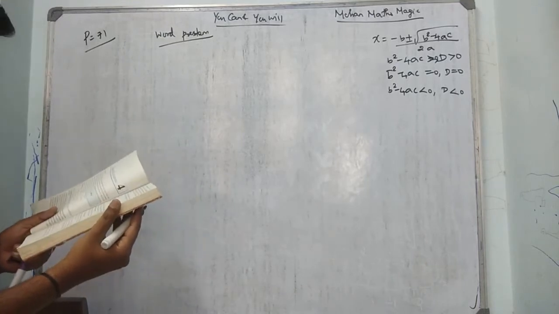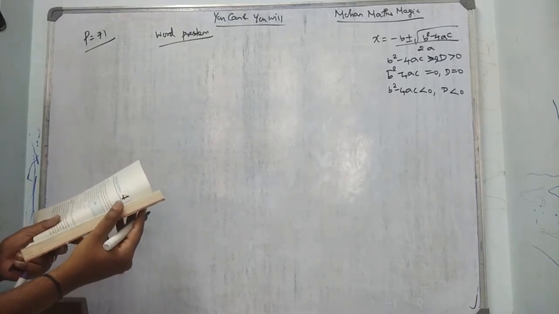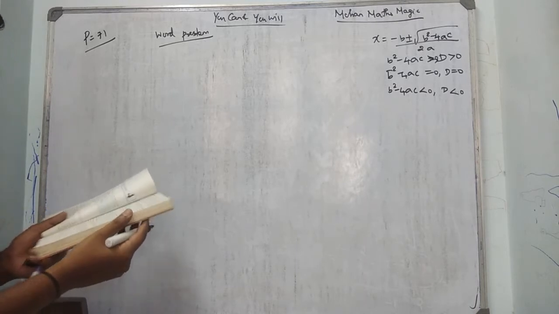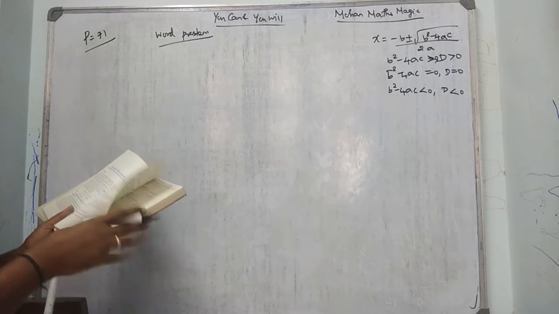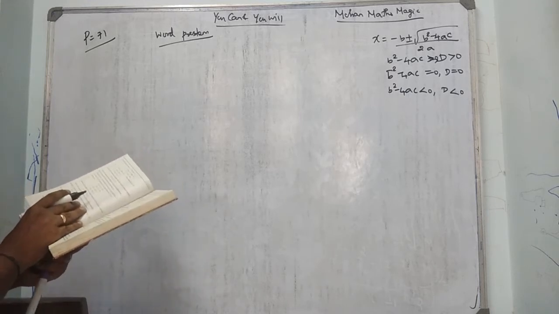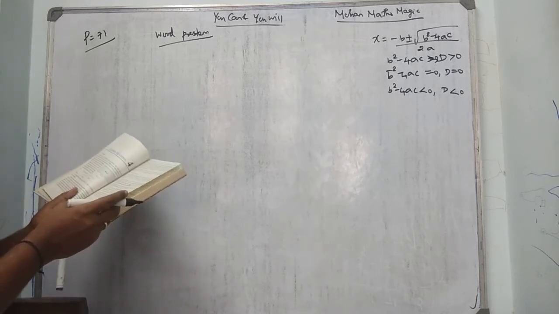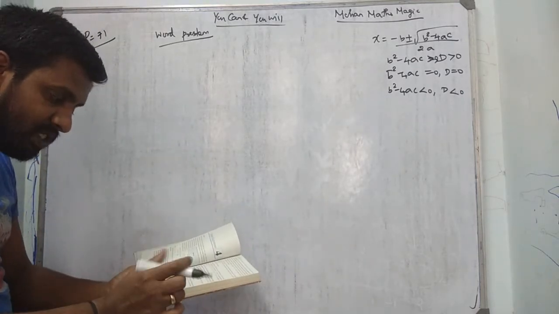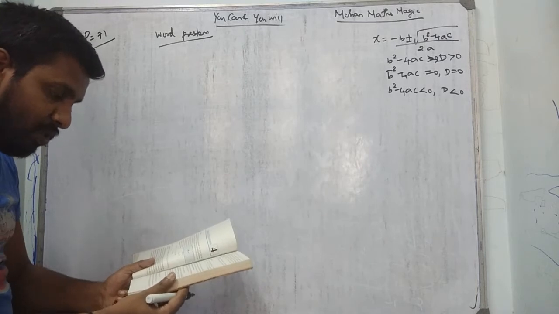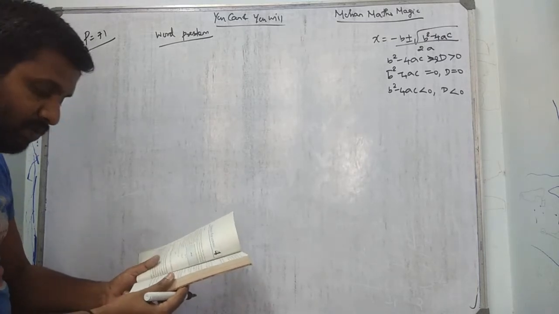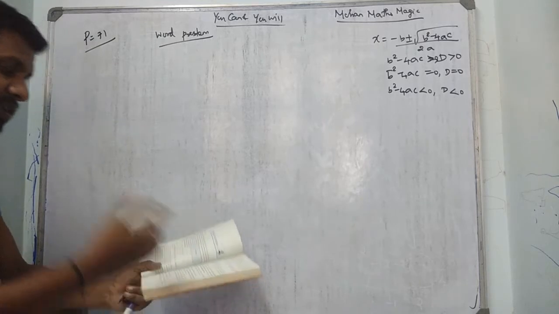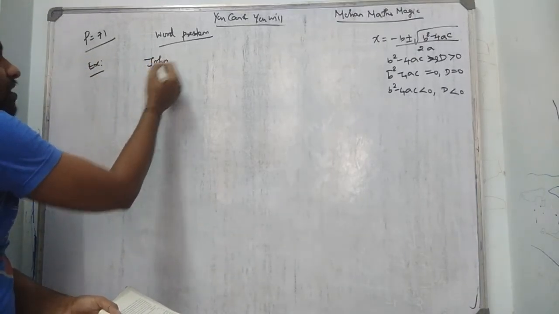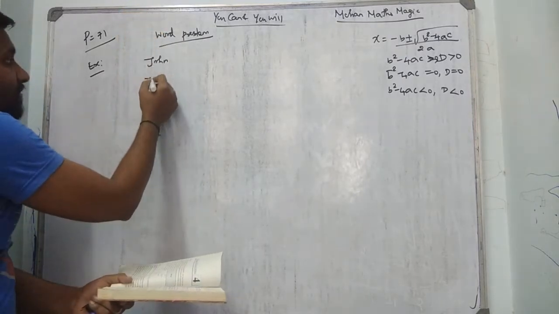Example number 1. John and Jivanti together have 45 marbles. Both of them lost 5 marbles each. And the product of the number of marbles they now have is 124. We would like to find out how many marbles they had to start with. Okay, I'll read the question again. John and Jivanti together, there are two persons. Together they have 45 marbles. Both of them lost 5 marbles. So for example number 1, let me keep John and Jivanti.